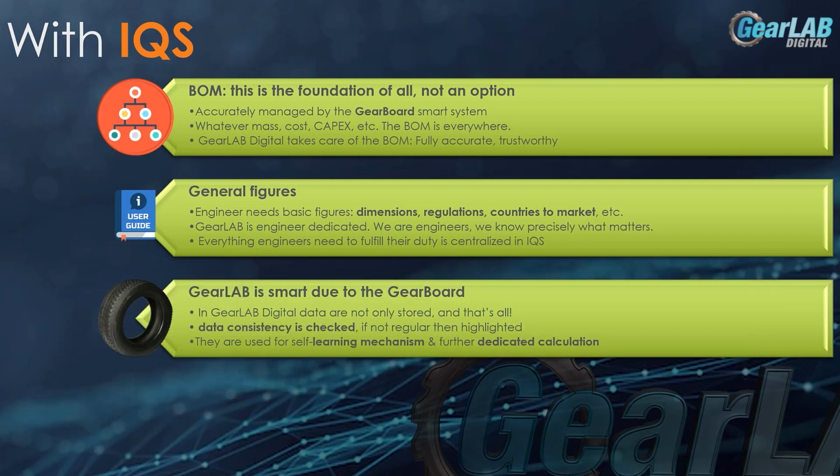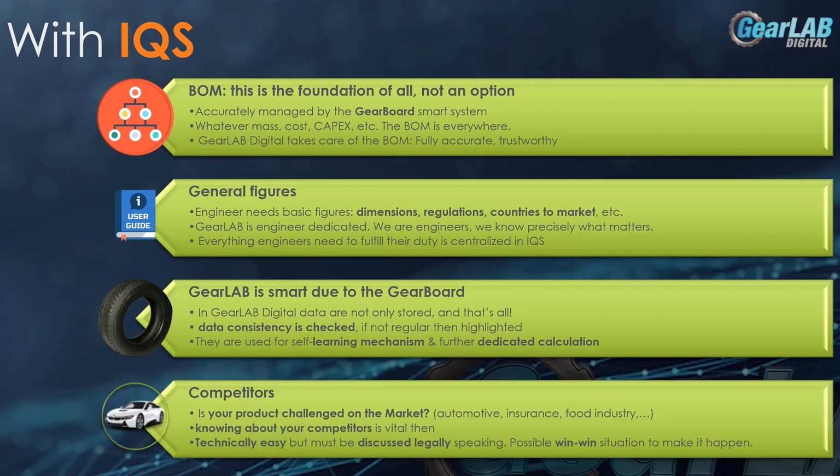GearLab is smart, starting with the Gearboard data organization. In GearLab Digital, data are not only stored for viewing, and that's all. Data consistency is checked, if not regular then highlighted to acknowledge. These data are used for self-learning mechanism and further dedicated calculation.